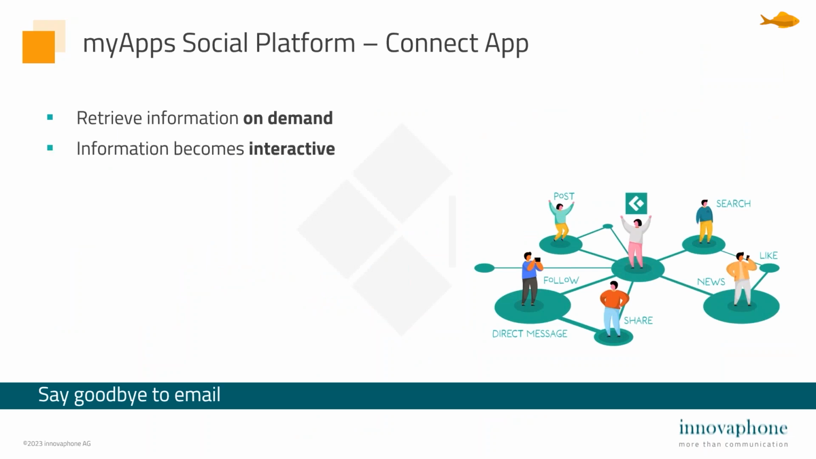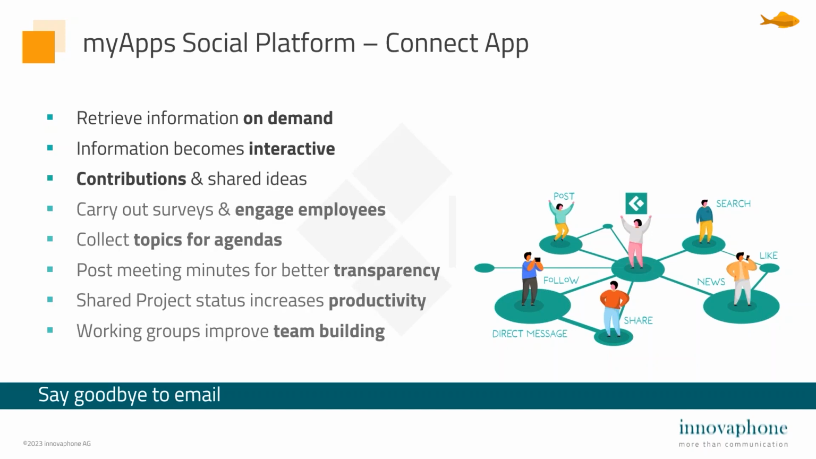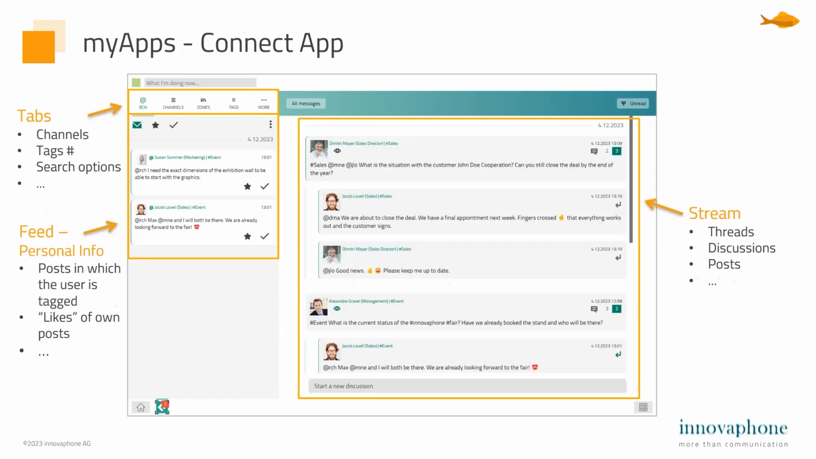myApps social platform called the Connect app enables your employees to retrieve information on demand, to be interactive, to share ideas, to carry out surveys and engage employees to participate in these surveys and therefore feel more valued. And of course, it never hurts in team building processes to have everyone on board. So, time to say goodbye to email and to start using our Connect app.